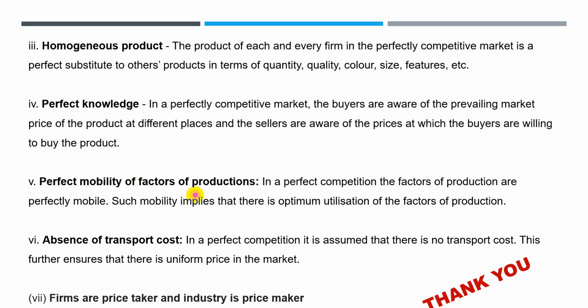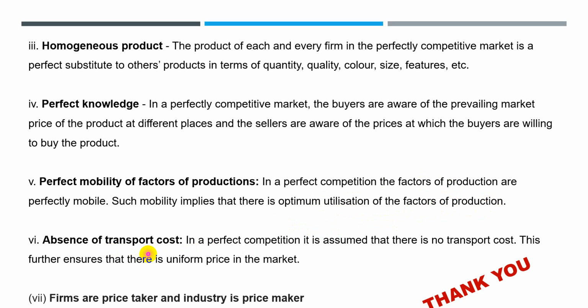Perfect mobility of factors of production. The factors of production, that is land, labor, capital, and entrepreneurship, are perfectly mobile. There is no geographical and occupational restriction on their movement. The factors are free to move to the industry in which they get the best price. Such mobility implies that there is optimum utilization of the factors of production. So the perfectly competitive market provides optimum utilization of factors of production. This is very important in relation to the perfectly competitive market. Optimum utilization of factors of production in which form of market?